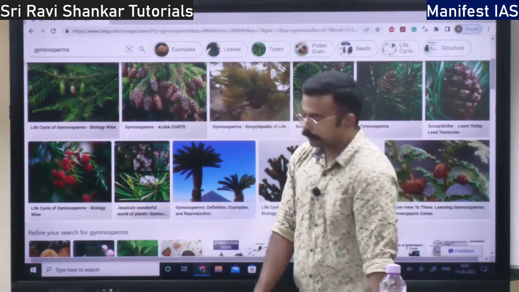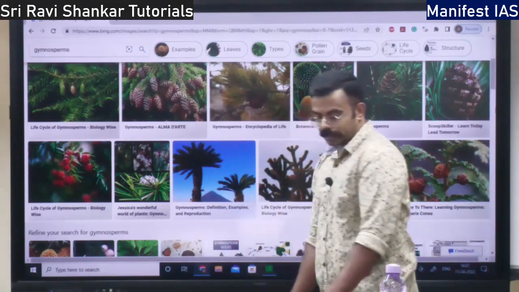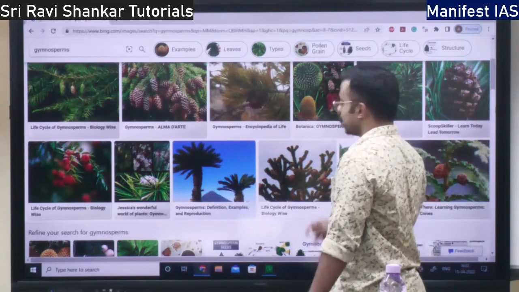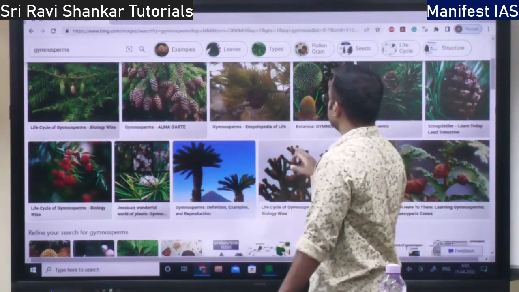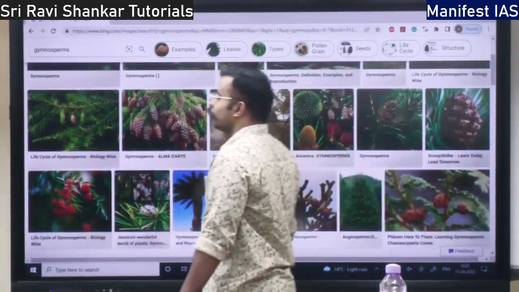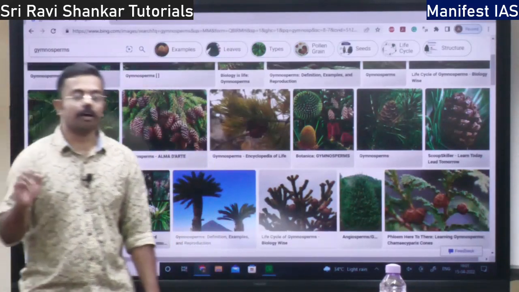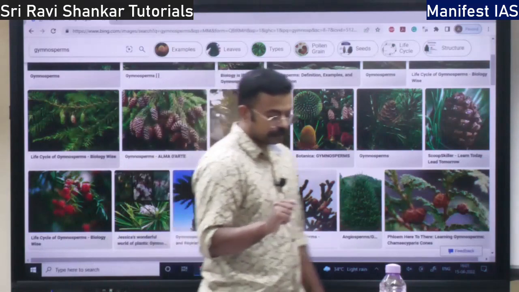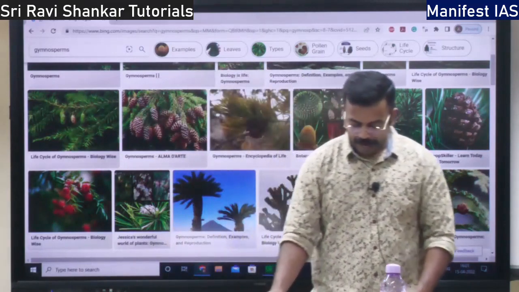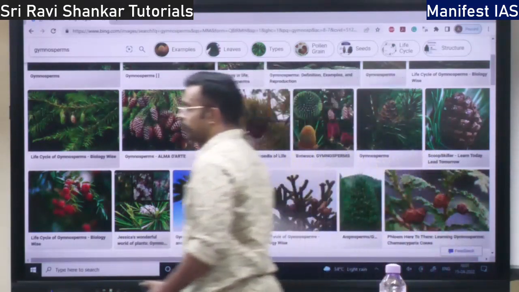So what are the different plants? You have cycas and pinus. The best example is your pine tree. Pine is the largest category of gymnosperms on earth. So the next category is angiosperms.